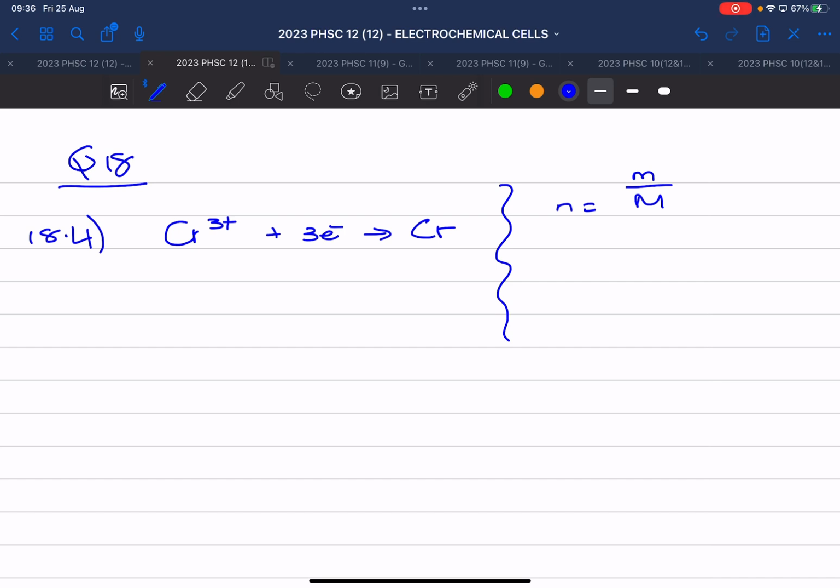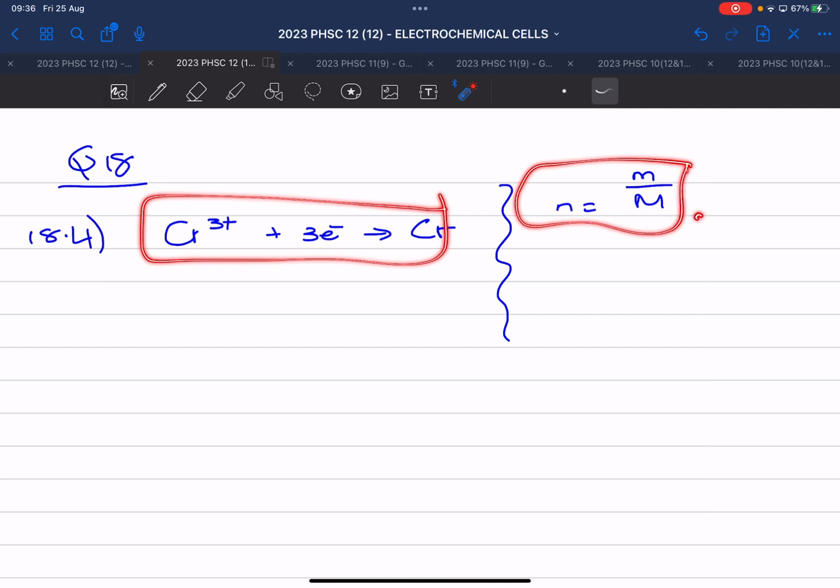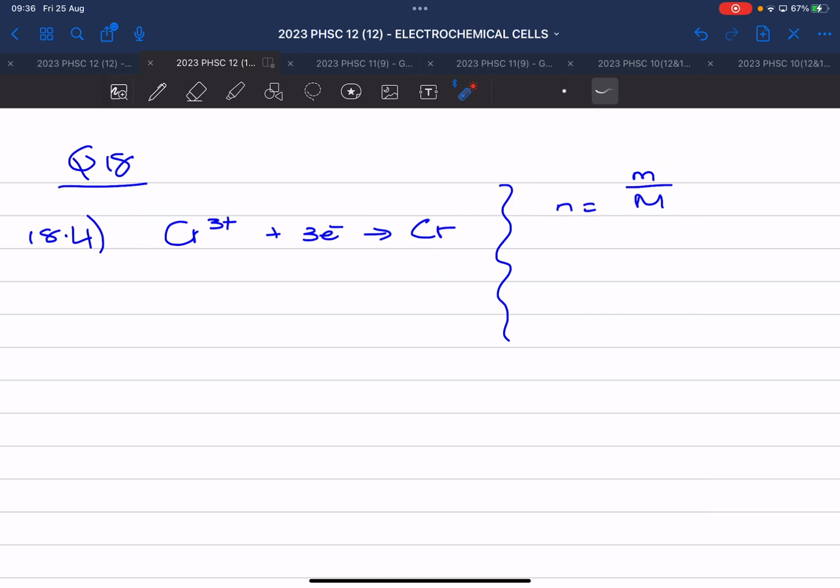Okay. That was 60 seconds. What I wanted you to start with is writing down that and that. That at least you know you must look at the mole ratio and the number of electrons. And they speak about the mass, so you think maybe I should go to mole. So chrome gains 3 electrons to go into chrome solid.